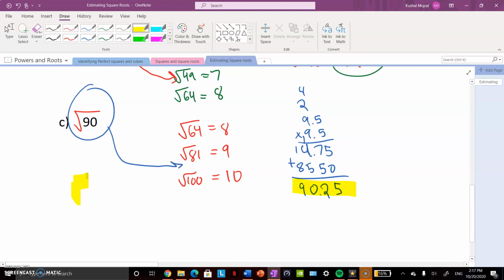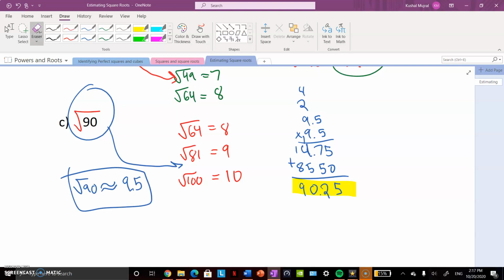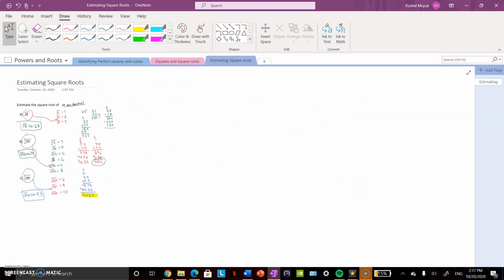So the square root of 90 approximately equals 9.5. That's our answer. I'm going to make this a bit more clear. Equals 9.5. Okay? That's estimating square roots.